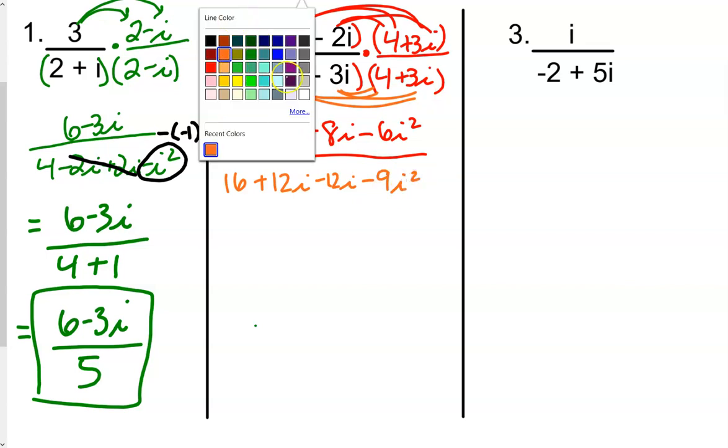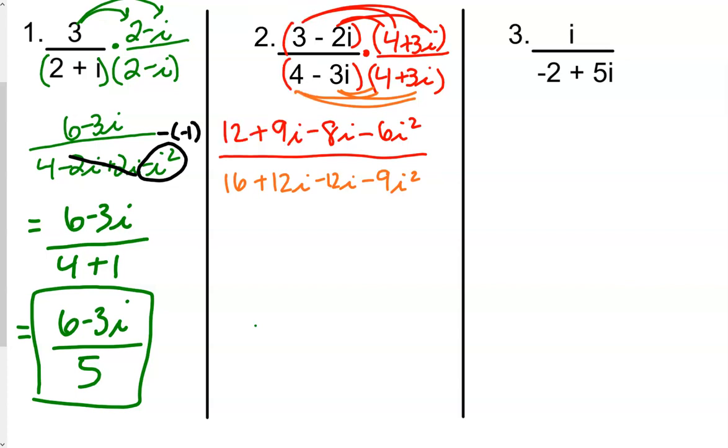Okay, let's try to combine like terms. My numerator, we know this piece is saying negative 6 times negative 1. So this is just equal to a positive 6 right here. So our numerator, 12 plus 6, that gives me 18. And then my imaginary piece is here in the middle. 9i minus 8i leaves me with a positive 1i. So I'm just going to say 18 plus i.